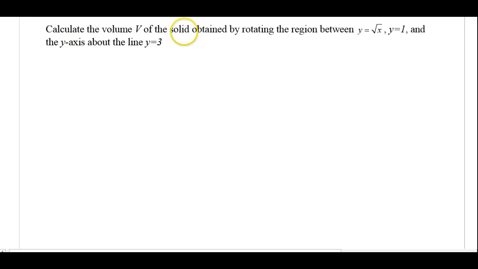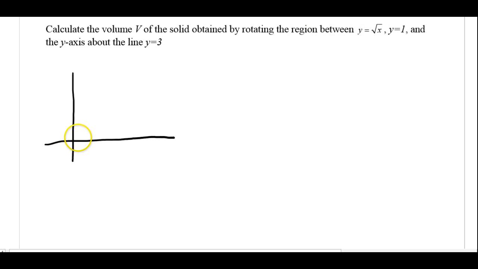Calculate the volume V of the solid obtained by rotating the region between y equals the square root of x, y equals 1, and the y-axis about the line y equals 3. Alright, so let's try to draw the region. And sometimes drawing the region can be a lot of the battle. So we have to make sure that we can graph all of these functions without a calculator.